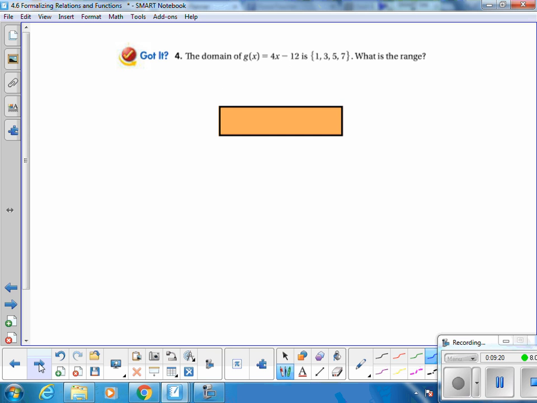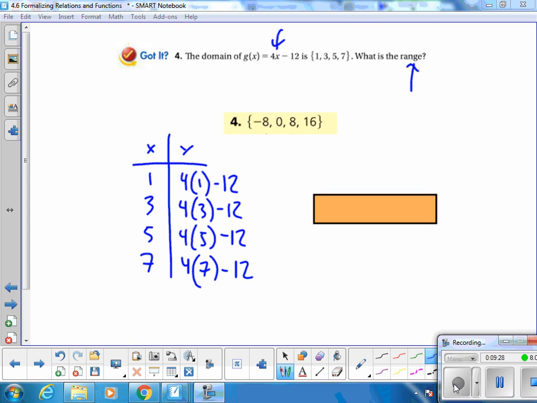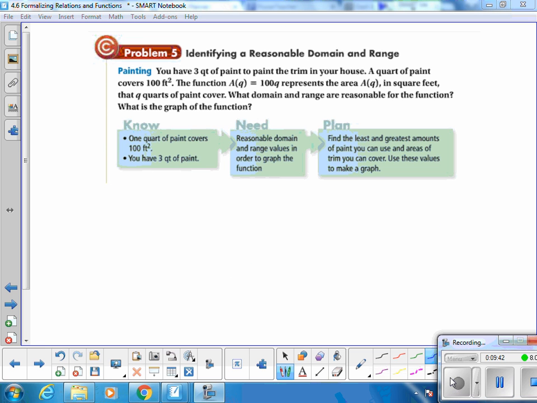I want you to give it a try. Press pause. You go ahead and find the range of this particular function. All right, let's see how you did. I have my t-chart here. Notice a couple of details of my range as I've got my bars, and I've got them from least to greatest as well.